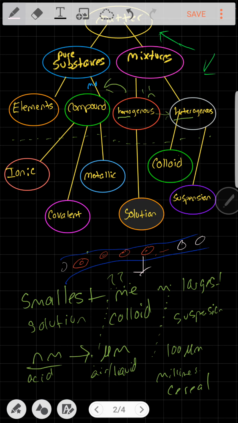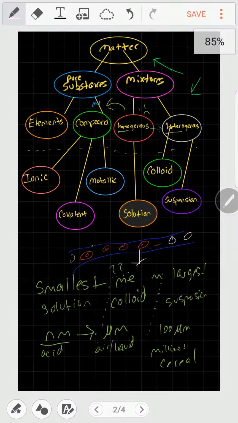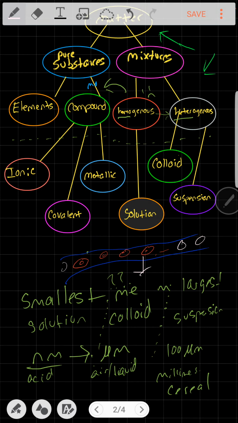Some things I'm going to hit up later in class that I haven't mentioned: if you notice these three things under compounds here, there are just different kinds of compounds and how they're formed. It's not actually part of this chapter, but it is good to know that a compound can be formed ionically, and then it's an ionic compound. It can be formed covalently, and then it's a covalent compound. And if it's formed with metals, it's a metallic compound.